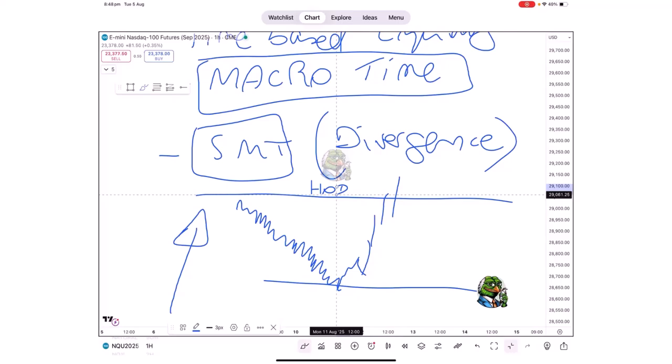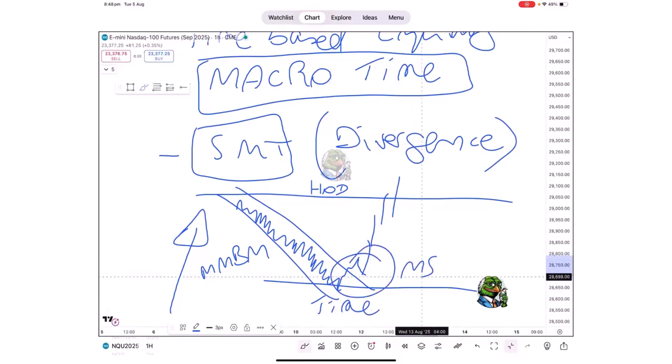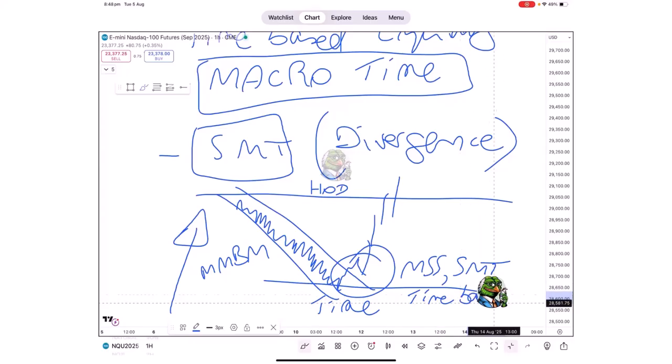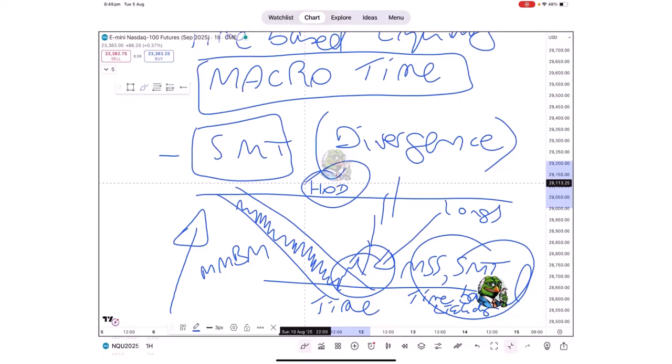And this is me identifying a market maker buy model. This down move is the manipulation. And we come to a key time, okay? Then I see a market structure shift. I see the SMT, okay? I see that the time-based liquidity pool has been swept, okay? And I see a few other things that allow me to start accumulating my longs. And you'll see me just buying at every opportunity I can, targeting the high of the day, okay?